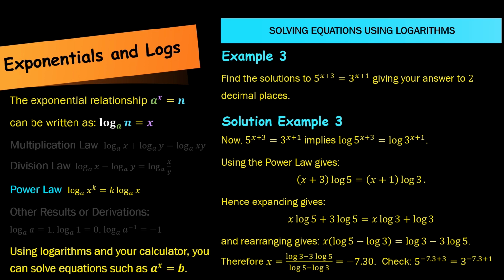We can check that this is indeed the case by plugging back into the original equation. So if we plug x equals minus 7.30 in, we can see that 5 to the power minus 7.3 plus 3 equals 3 to the power minus 7.3 plus 1.